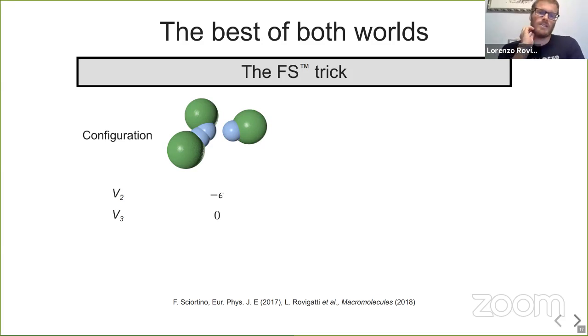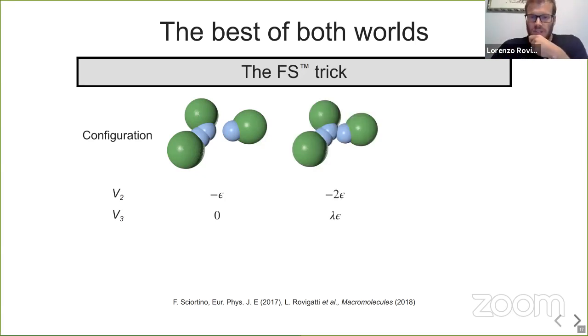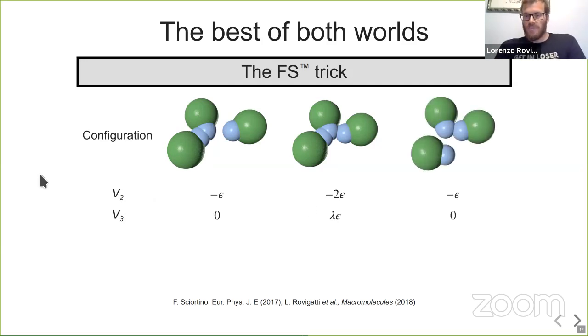And the point is, let's look at this configuration. Let's say that if you have a bond between patches, you have minus epsilon energy. Now, as soon as another patch comes in, with these large patches this is possible, then you have, of course, two bonds. So you have minus 2 epsilon. And this will be energetically favorable. But if you add a three-body part to the interaction that goes with the parameter lambda, then you have an energy that's a bit more complicated. So it's minus 2 epsilon plus lambda epsilon. Then, of course, if one patch goes away, you are back to the same energy.